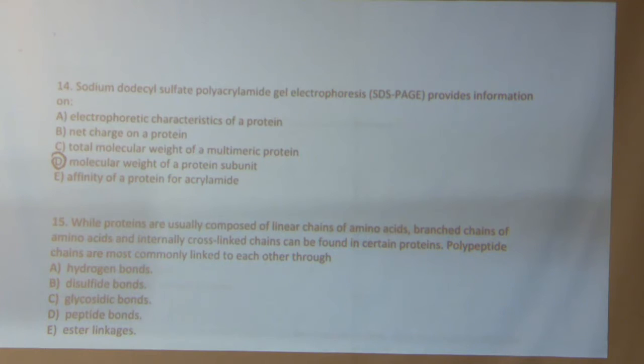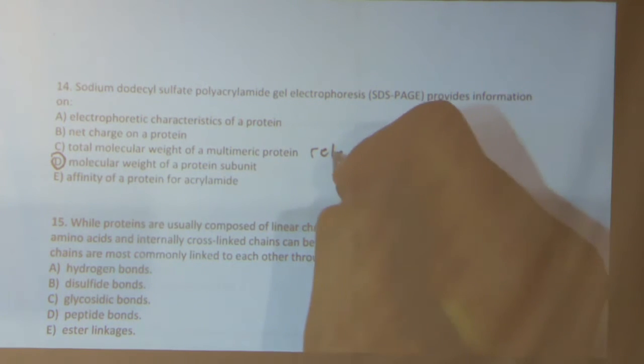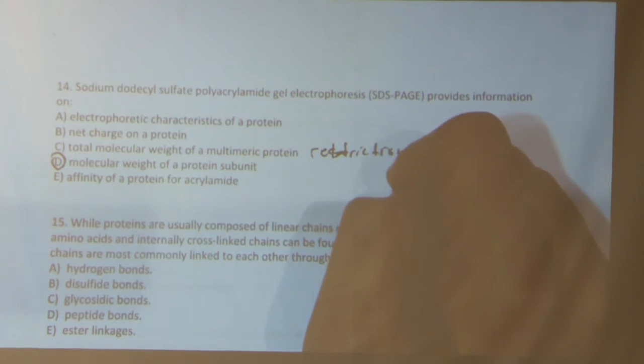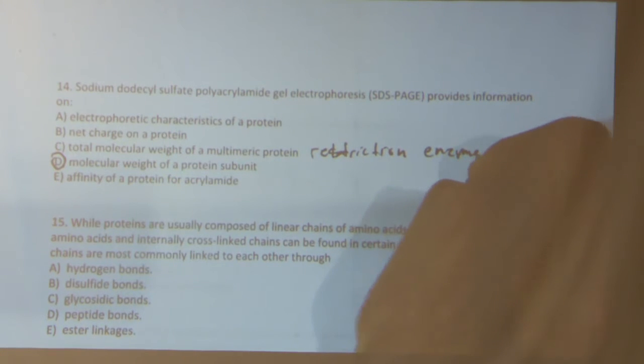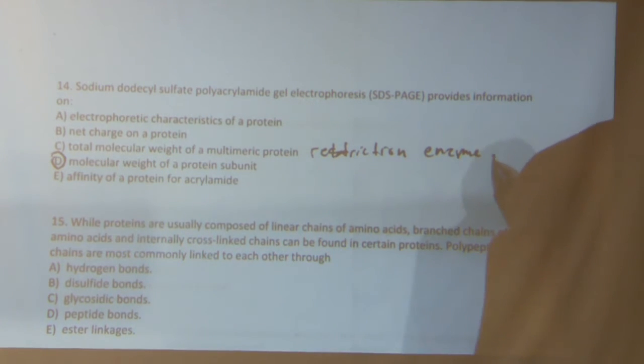Why do we think D? Or let's ask a better question: why is it not C? Because that would be, for me, the alternate choice if I had to choose. Why isn't it C? Awesome. SDS-PAGE uses heat and beta-mercaptoethanol to break the multimeric structure.